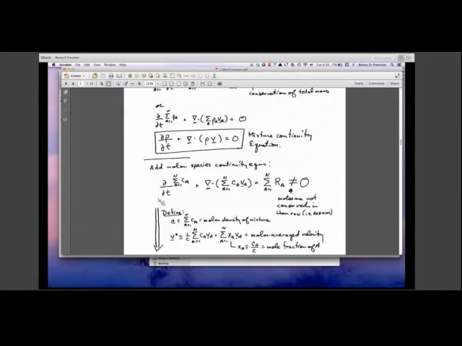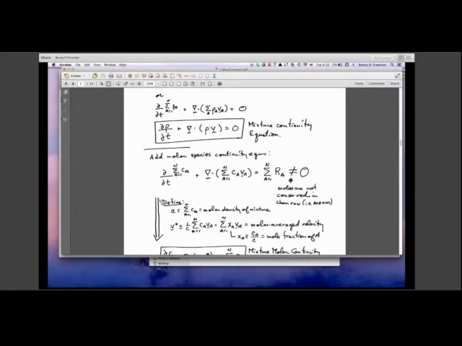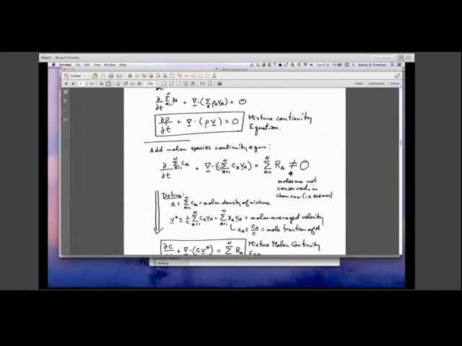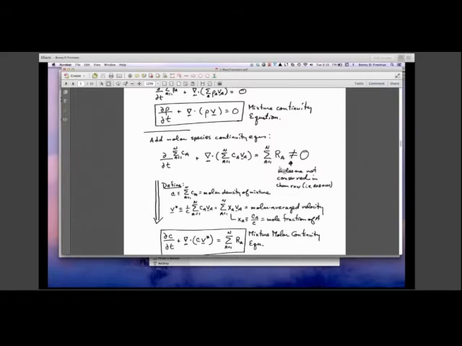Does this result look familiar? What is it? Where have you seen this before? Fluid mechanics. Seen it in fluid mechanics. Where? It's the continuity equation from fluid mechanics.